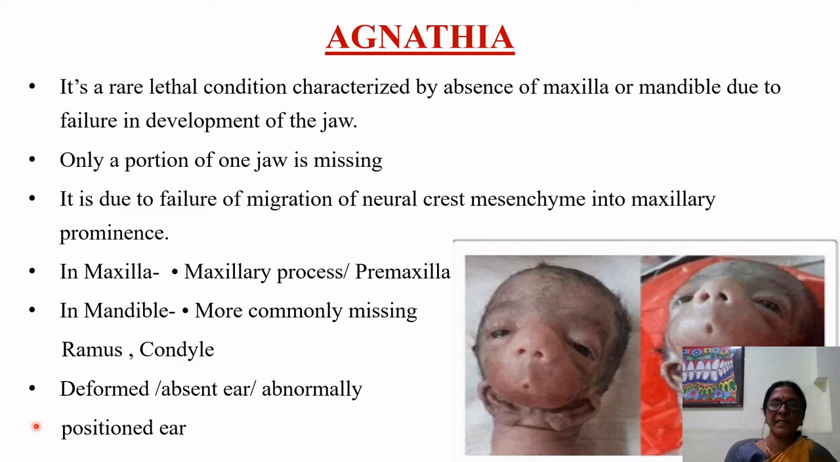Coming to agnathia, it is a very rare lethal condition characterized by absence of maxilla or mandible due to failure in development of the jaw, or sometimes only one portion of the jaw may be missing. It is due to failure of migration of the neural crest mesenchyme into the maxillary prominence. In the maxilla, the maxillary process and the premaxilla may be deficient. In the mandible, more commonly missing will be the ramus and the condyle.